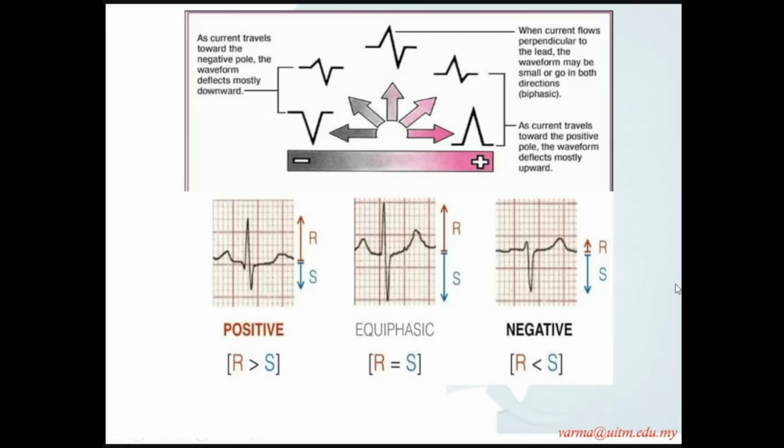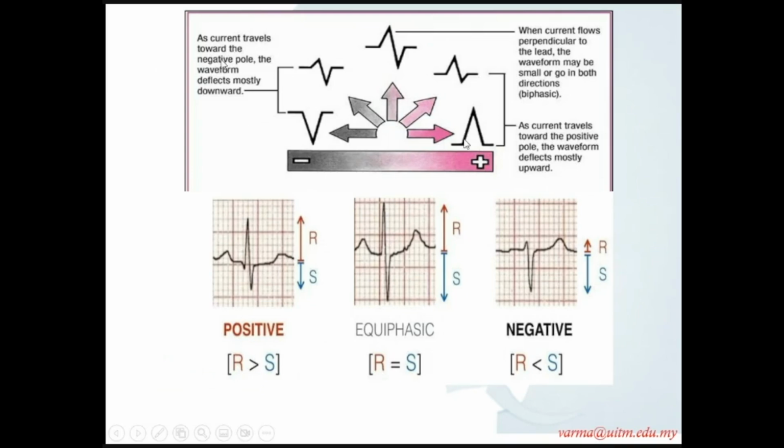So next we look at the positive and negative deflection of the heart. As the current travels towards the negative pole, the waveform deflects mostly downward. When current flows perpendicular to the lead, the waveform may be small or go in both directions. As the current travels towards the positive pole, the waveform deflects mostly upward.